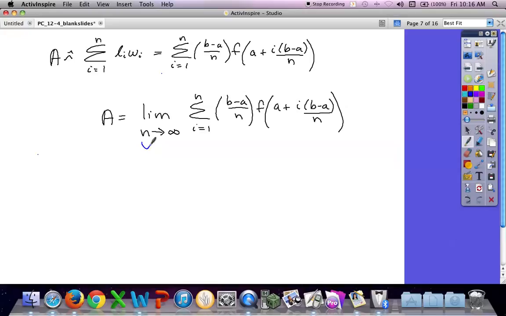Okay, but this limit as n approaches infinity, we need rules for that. We need procedures. Okay, they're not the same as the limits that we've done so far, right? That's the bad news. The good news is you actually already know these rules, and you'll see why in a minute. And they're very easy.